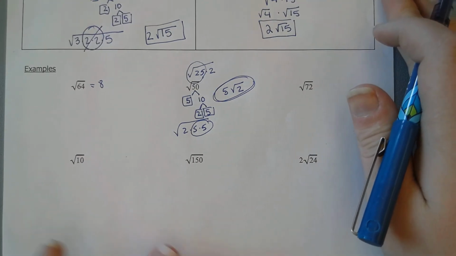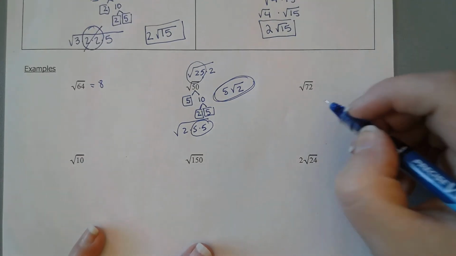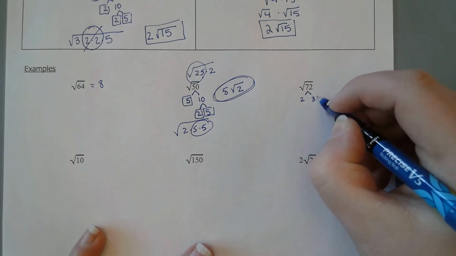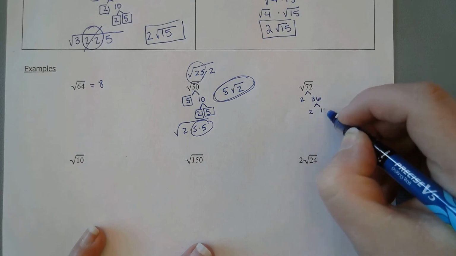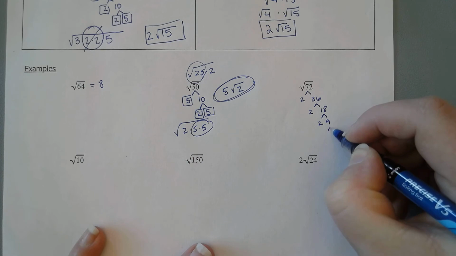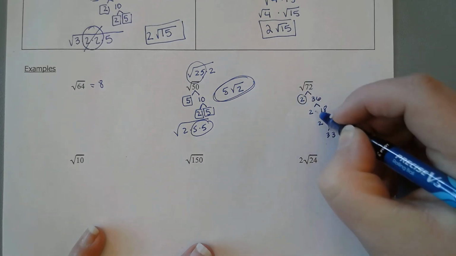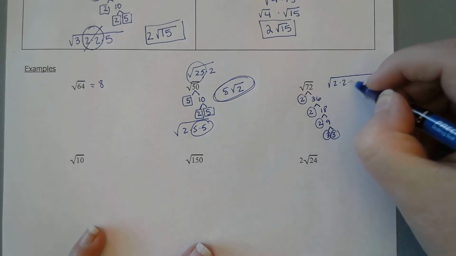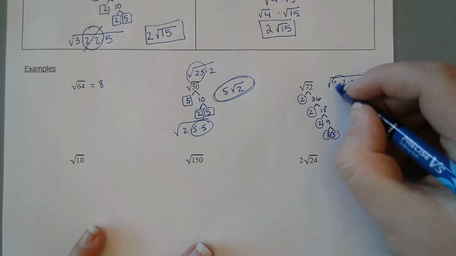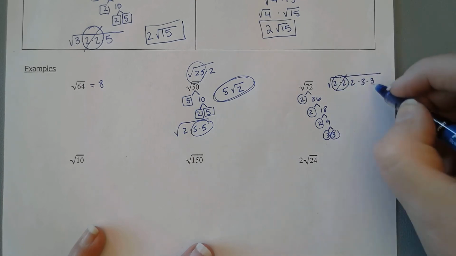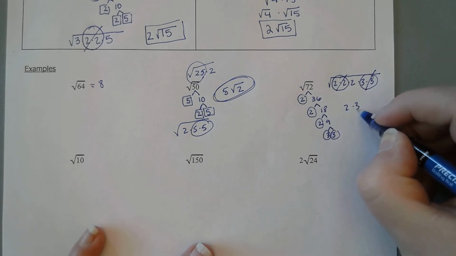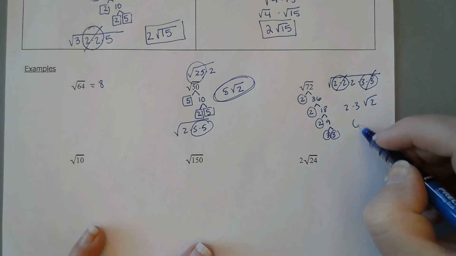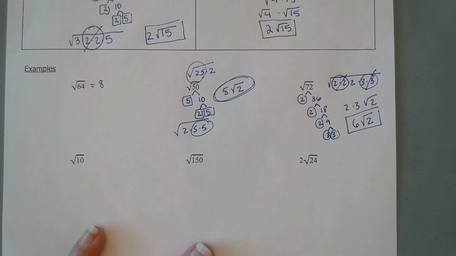Let's do one more example together, 72. If you think about your factor tree, you're going to break this down. I might do 2 and 36, 2 and 18, 2 and 9, 3 and 3, where all of these are prime. If I rewrite it, 2, 2, 2, 3, 3. I got a pair of 2's that will cancel, and I got a pair of 3's that will cancel. So that 2 and 3 are going to come out of the square root, and there's a 2 left behind underneath. 2 times 3 is 6, so my answer is 6 root 2.